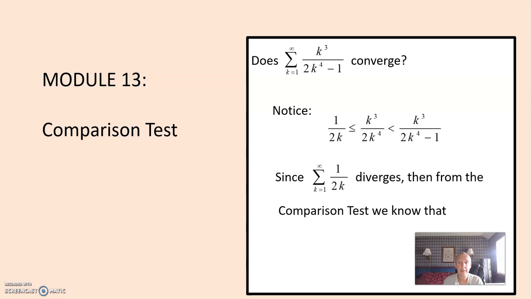It's a p-series. So since the summation from k equals 1 to infinity, notice we have the same limits, of this new quotient 1 over 2k is a p-series with p equals 1, thus it diverges. And then from the comparison test, we know that our given series also diverges.